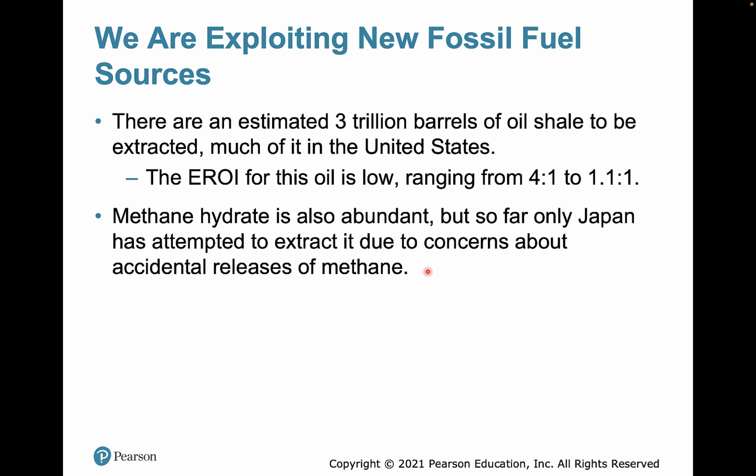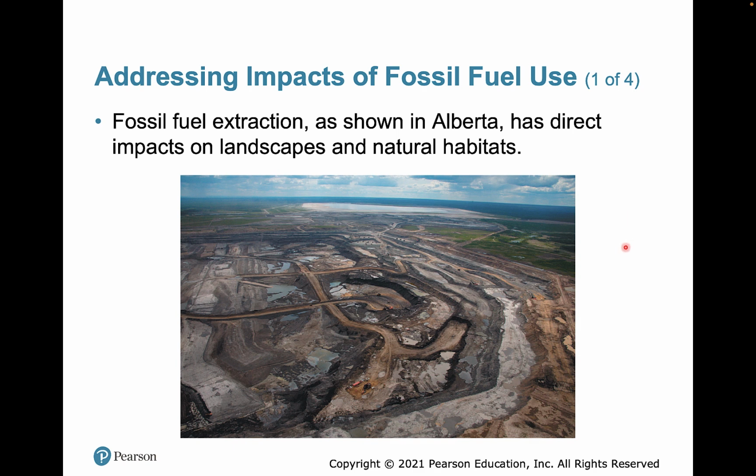Methane hydrate, Japan has attempted to extract it, but they don't do much with it because of, like I said, the issues with high methane release. Oil shale has a really low EROI, 4-to-1 or 1.1-to-1. So it's an alternative, but it's not a really solid alternative to conventional oil. So there's the oil sands area. It has a huge impact on landscapes and natural habitats. Talk about habitat fragmentation, talk about surface water pollution.